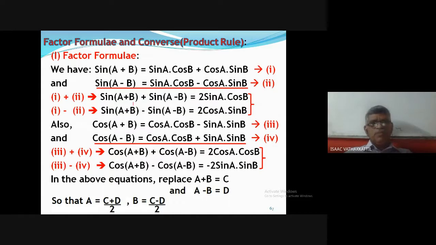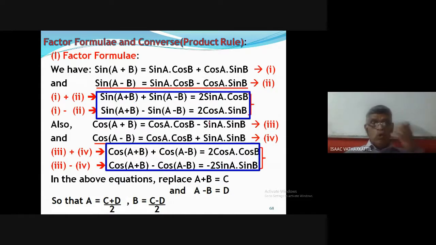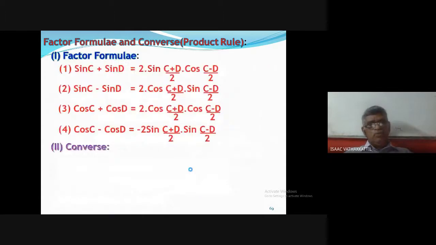Sin(a+b) + sin(a-b) = 2 sin a cos b. Sin(a+b) - sin(a-b) = 2 cos a sin b. Cos(a+b) + cos(a-b) = 2 cos a cos b. Cos(a+b) - cos(a-b) = -2 sin a sin b. Or we can read that as 2 sin a sin b = cos(a-b) - cos(a+b). There you have to put your mind there just to remember.